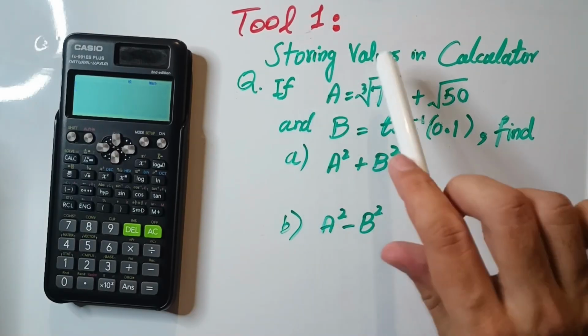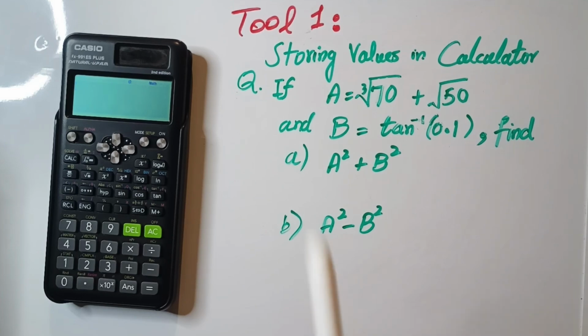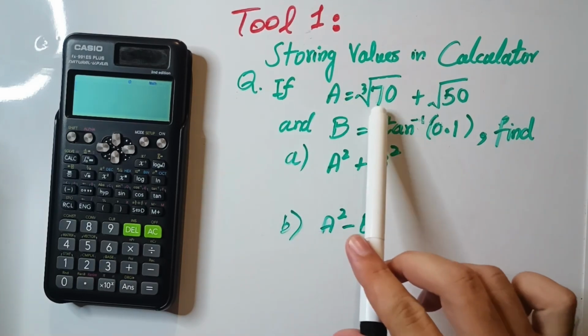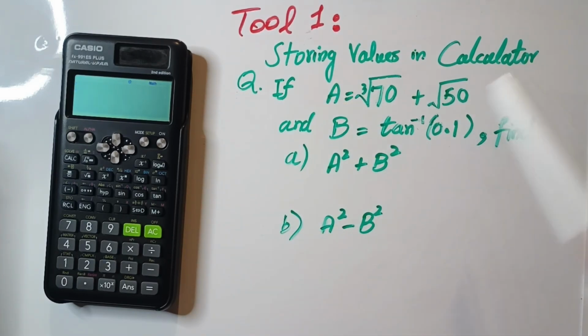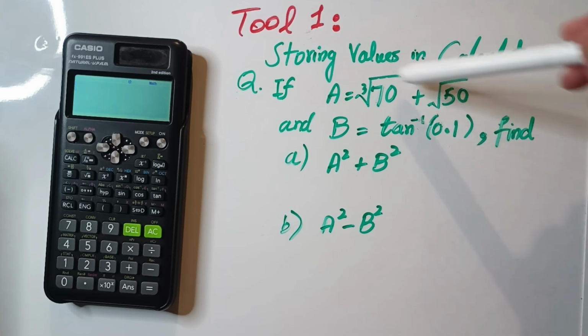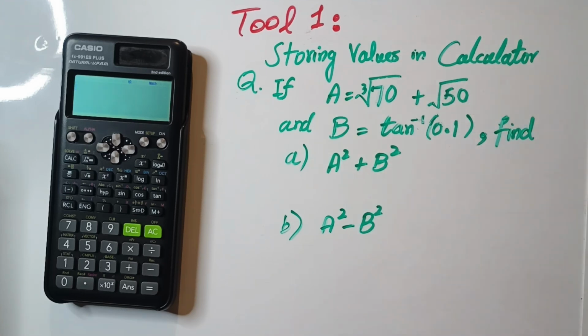Tool number 1, storing values in the calculator. Like if I have A is equal to cube root of 70 plus square root of 50, B is equal to tangent inverse of 0.1, and we have to find the value of A square plus B square and A square minus B square. So better store these two values in the calculator as A and B.